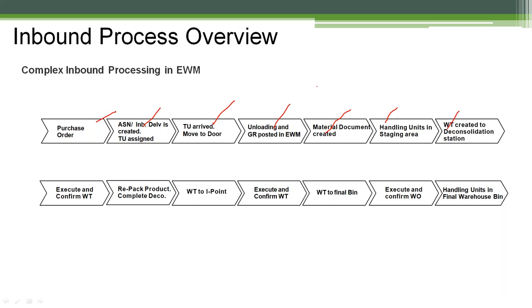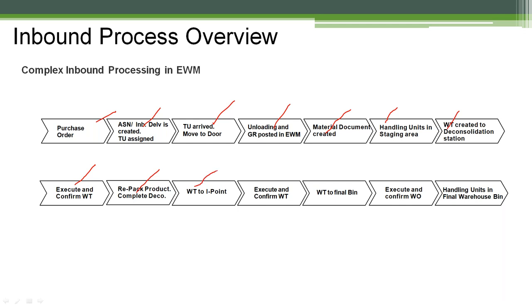The system automatically does that. Based on the rules I create, the system is going to direct me to an area. So let's say this is a deconsolidation area. I create and confirm the task to the deconsolidation area. I repack the product, and once I've done my deconsolidation and repacked the product, I'll say I've completed.